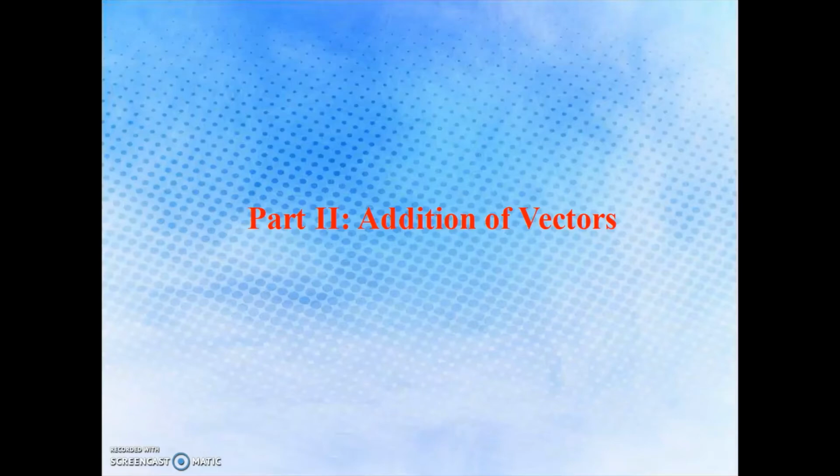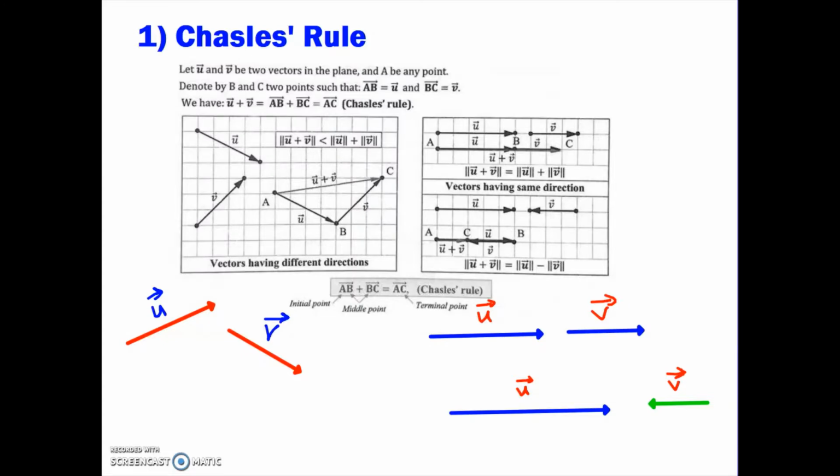In this video, I'm going to explain the second part of the chapter of vectors, which is chapter 8. So the second part is about addition of vectors. To add vectors, we have two rules: Chasles's rule and the parallelogram rule. First, we will start with Chasles's rule.